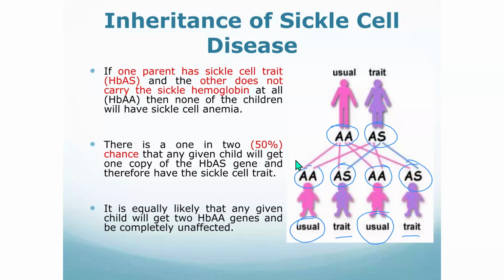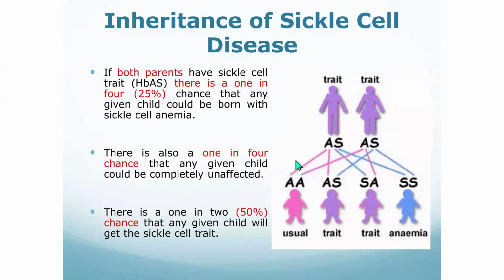So there is a 1 in 2, that is a 50% chance that any given child will get one copy of the hemoglobin AS gene and therefore have the sickle cell trait. So it is equally likely that any given child will get hemoglobin AA genes and then be completely unaffected. So that is what happens in the case of one parent having the trait, that is hemoglobin AS, and the other hemoglobin AA.